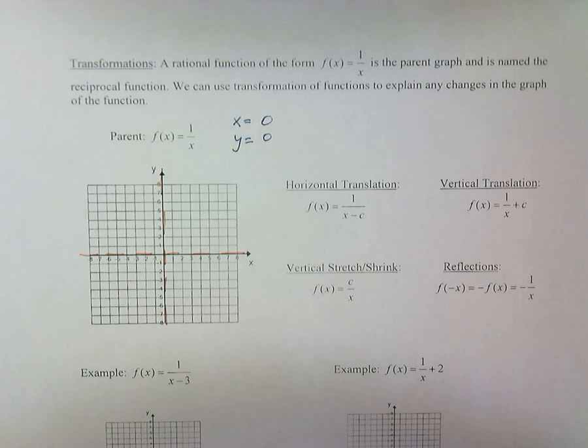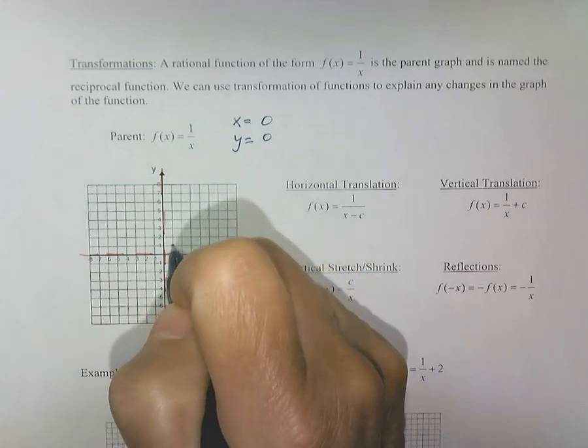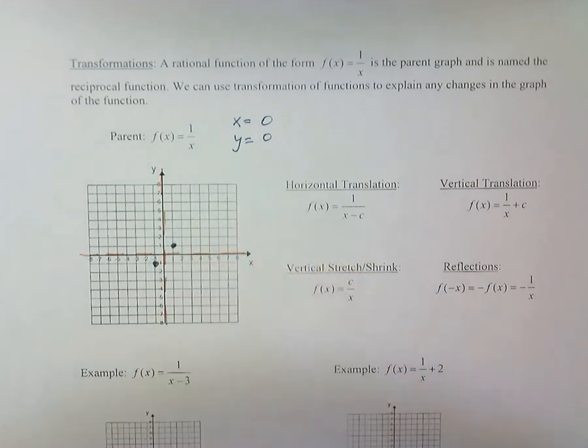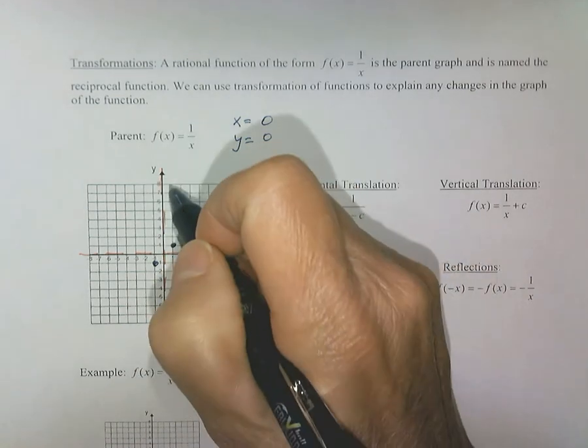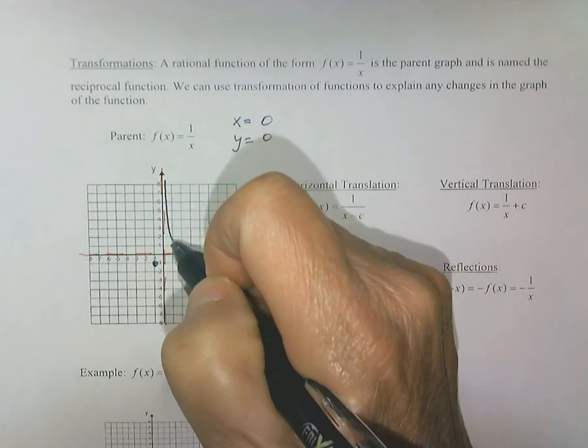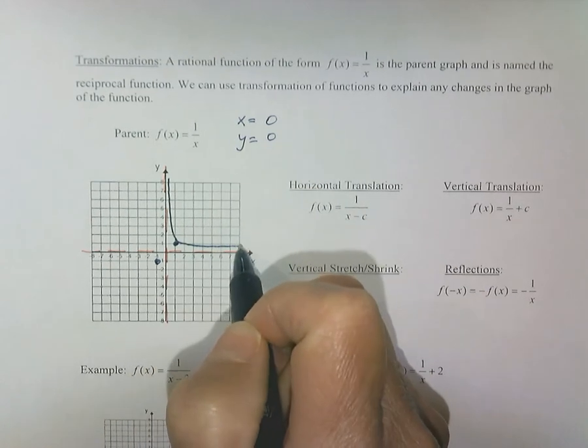I could pick points. It doesn't have any x-intercepts or y-intercepts. And if I were to pick a point, the only points that are really good are 1, 1 and negative 1, negative 1. The rest are all fractions or decimals, and they're really hard to find good ones. So this is what's going to happen. It looks like this.